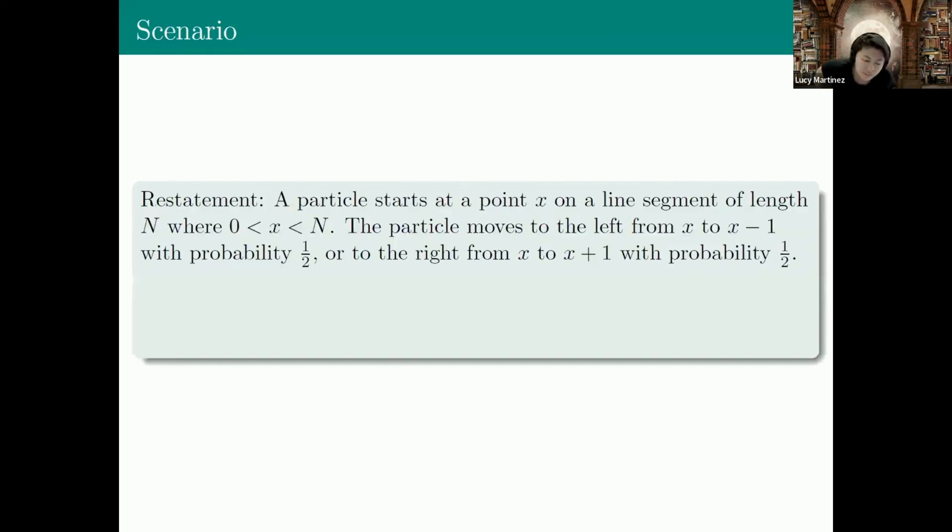The gambler's ruin problem can be restated as follows. Instead of thinking of a gambler playing this game, we can think of random walks where we have a particle starting at a point x on a line segment of length n. As long as x is between 0 and n, this particle can move to the left by 1 unit from x to x minus 1 with probability 1/2, or to the right from x to x plus 1 with probability 1/2. Thinking of it this way, we are going to adjust this classical case to the mirror variant.